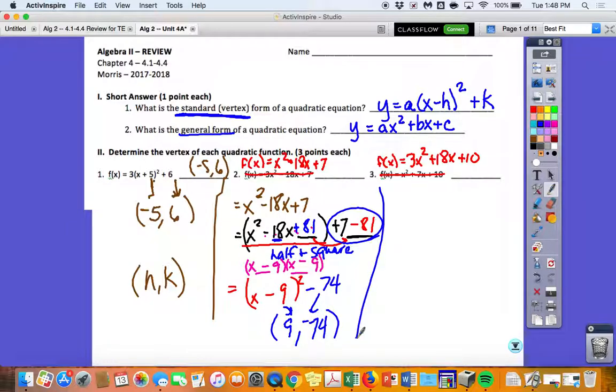And that's all we got. So once you get your vertex, you're good. You just want to make sure you get in vertex form. Okay, now this is the hard one.